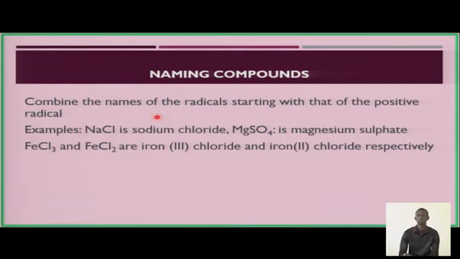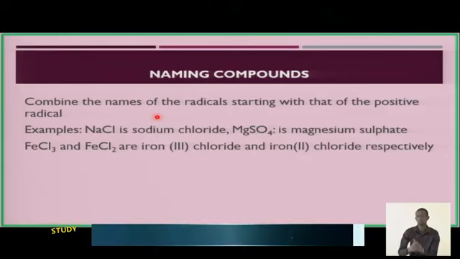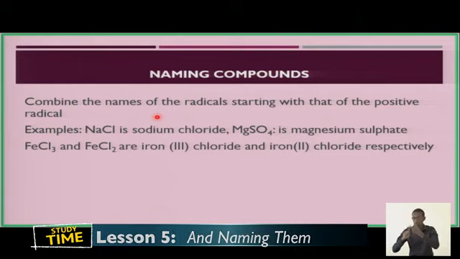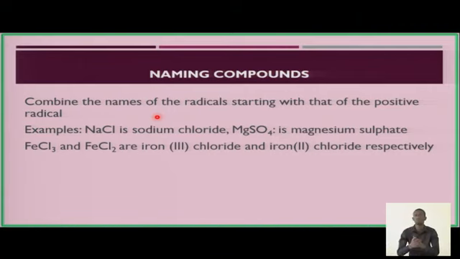Sodium chloride. It's this compound. So you start with the positive part, you write the name, followed by the negative part, and you combine the 2 names. It becomes sodium chloride. What is the other example we have here? We have MgSO4. The first part, which is positive, is magnesium. And the second part, which is negative, is the sulfate. So the name is magnesium sulfate. Very simple. Just like drinking water.